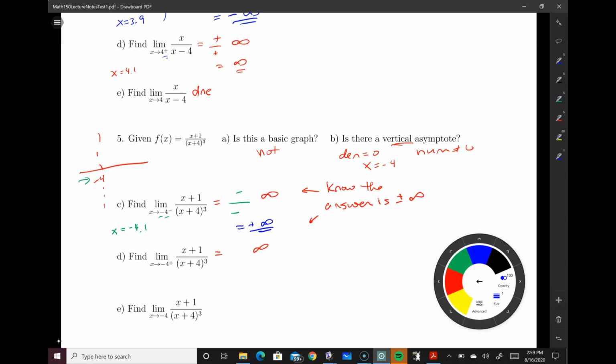Okay, so I'm going to do the same thing over here, going towards negative 4 from the positive side. So I'm going to pick a number like negative 3.9. Putting negative 3.9 in the top, negative 3.9 plus 1 gives me a negative. Negative 3.9 plus 4, cubed, gives me a positive. So this gives me a negative infinity. So for the answer, this is does not exist.